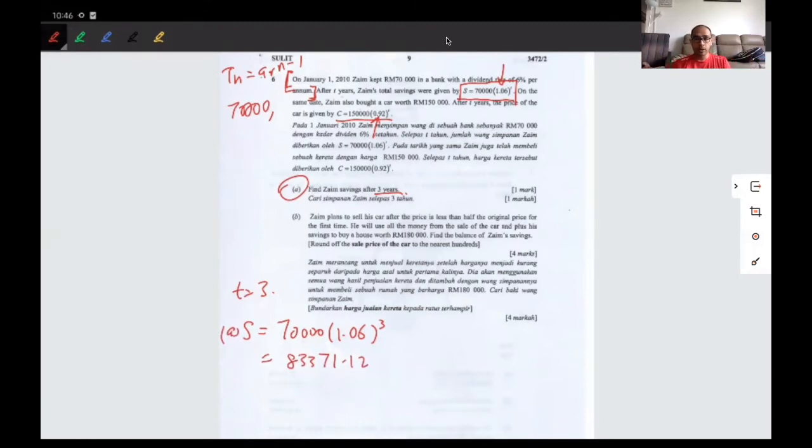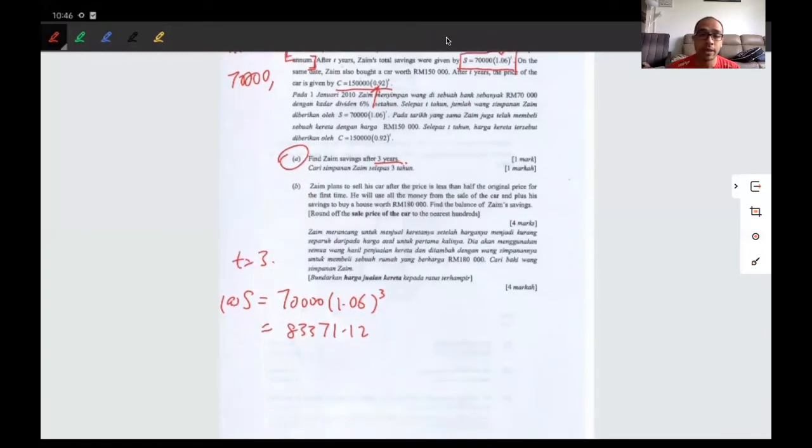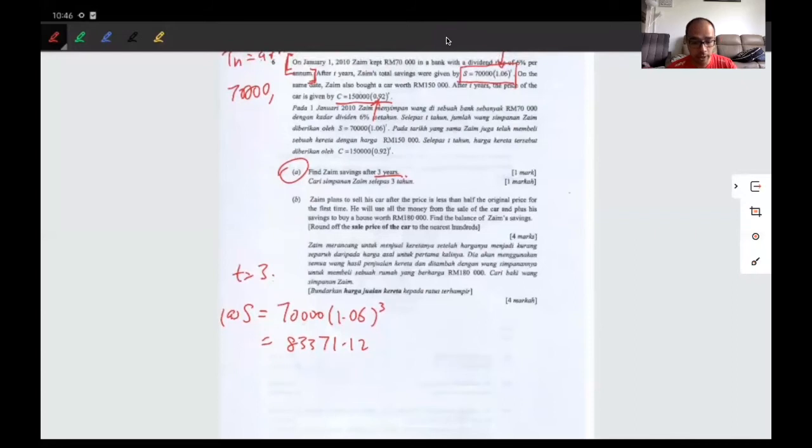Okay, so Zaim plans to sell his car after the price is less than half the original price for the first time. So when the price of the car drops to less than 150,000, then he will use all the money from the sale of the car plus his savings to buy a house worth 180,000. So find the balance of Zaim's savings. This question has a lot going on.